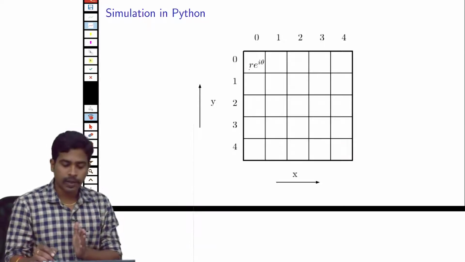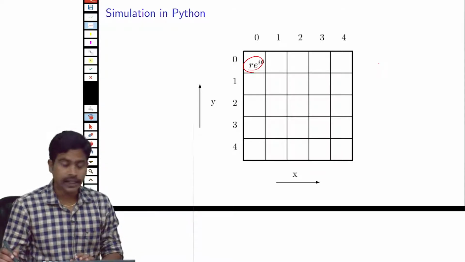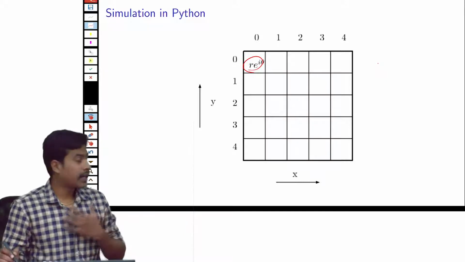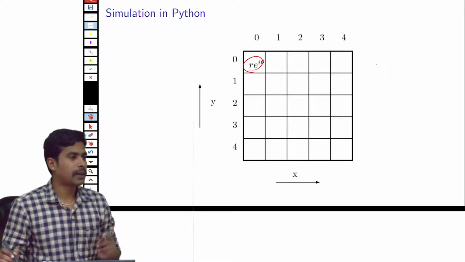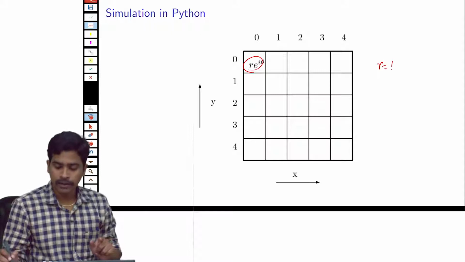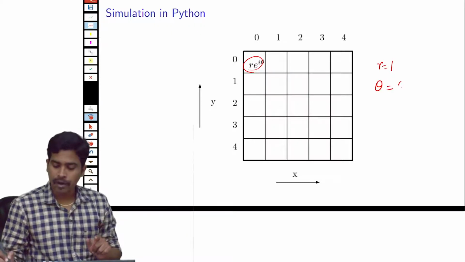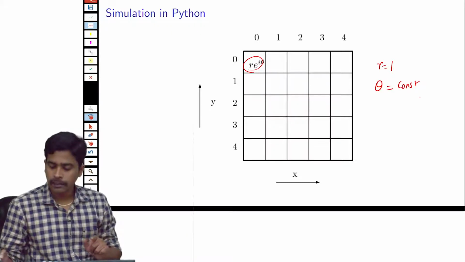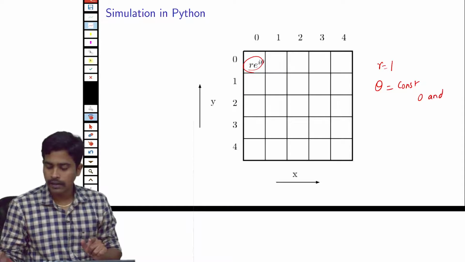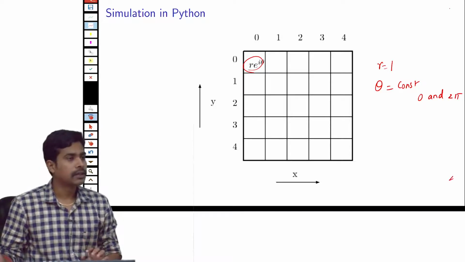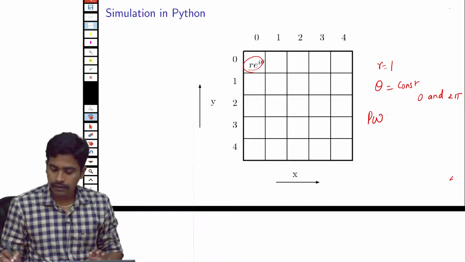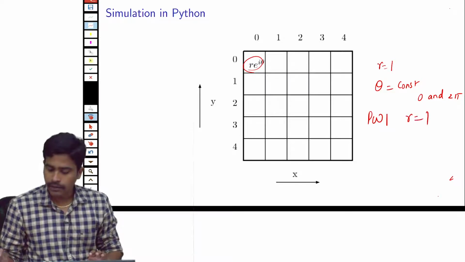So, it is going to be of the form e to the power j theta into r. In our case we are assuming plane waves, so the amplitude of the plane wave is 1. So, r is going to be 1 and theta is some constant between 0 and 2 pi. So, for plane wave 1, r equals 1 and theta is going to be constant.